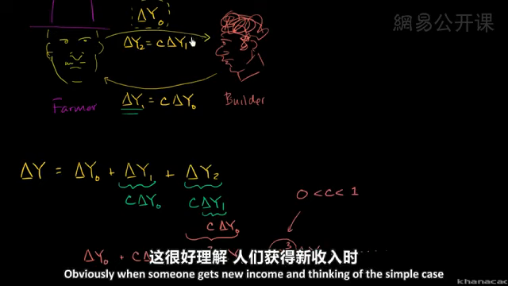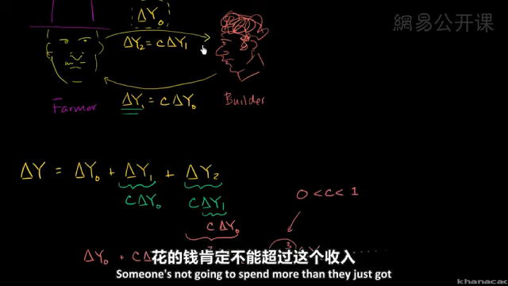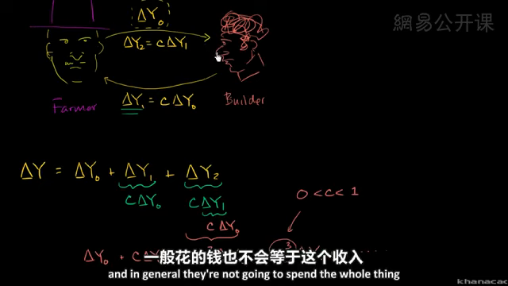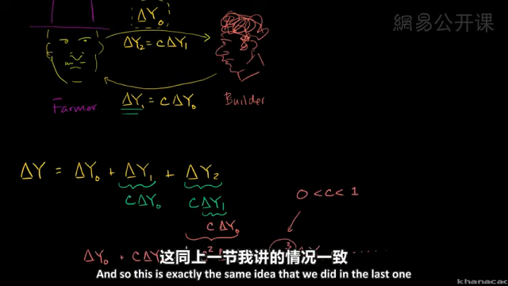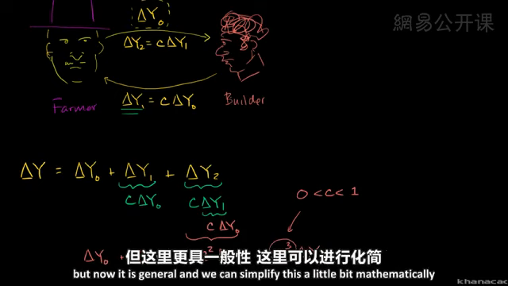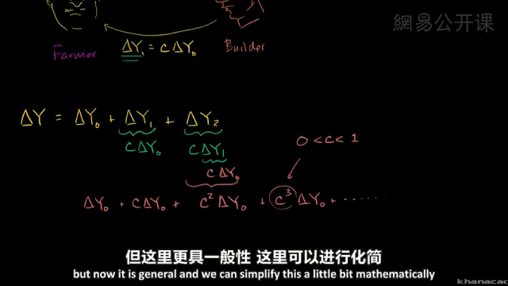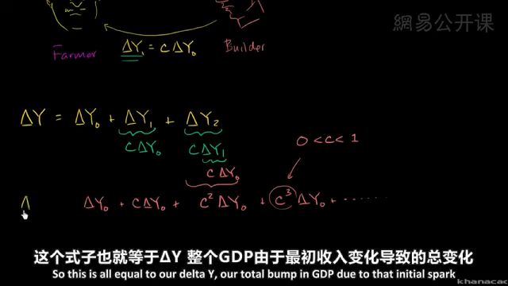Obviously, when someone gets new income, thinking of the simple case, someone's not going to be able to spend more. With their marginal propensity to consume, we assume they can't spend more than they just got. And in general, they're not going to spend the whole thing, so we're going to assume that it is less than 1. And so this is exactly the same idea that we did in the last one, but now it is general. And we can simplify this a little bit mathematically. So this is all equal to our delta Y, our total bump in GDP due to that initial spark.